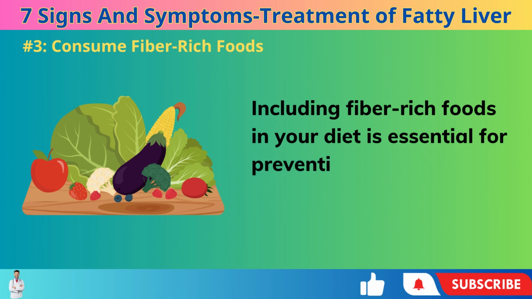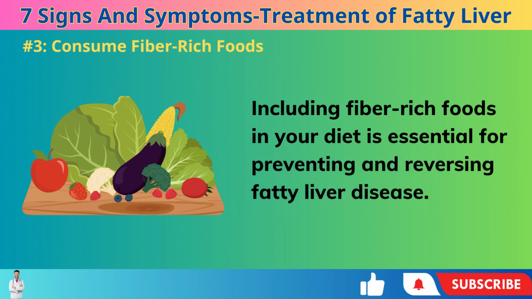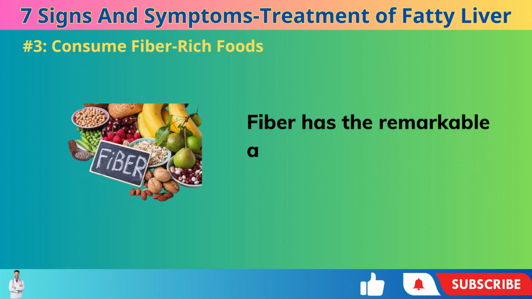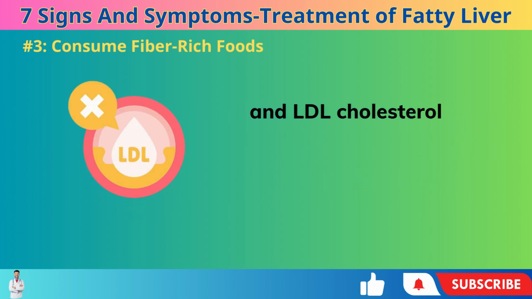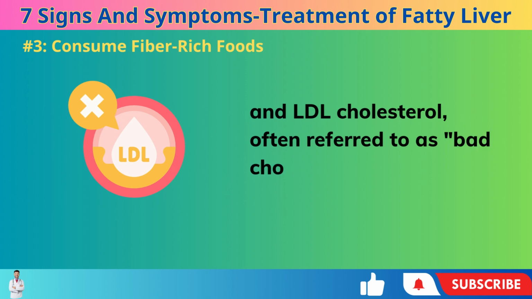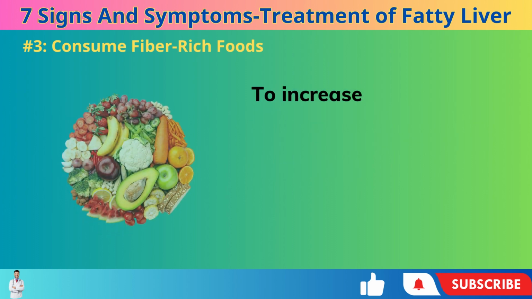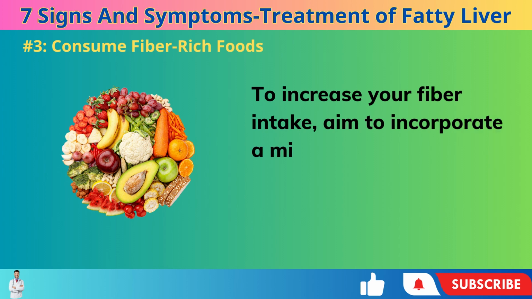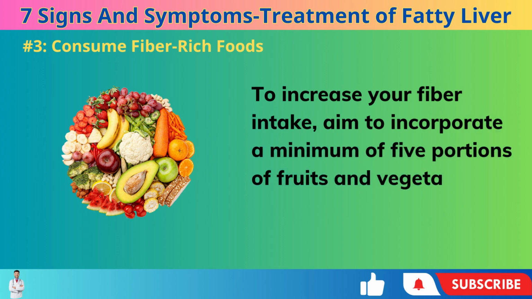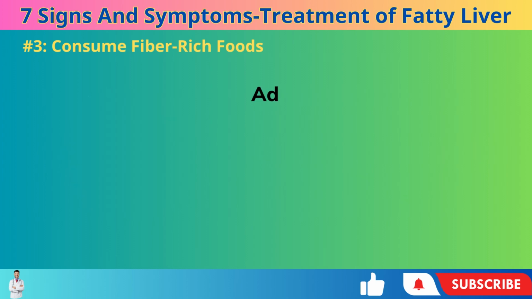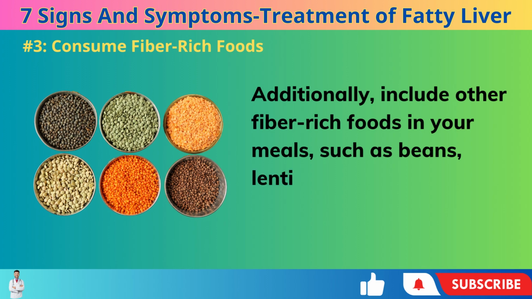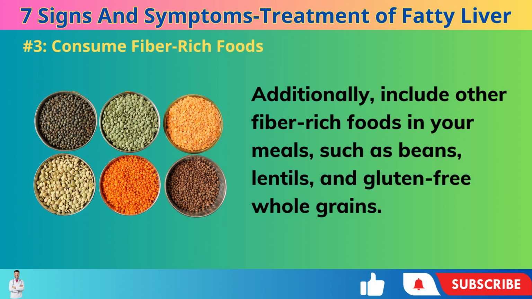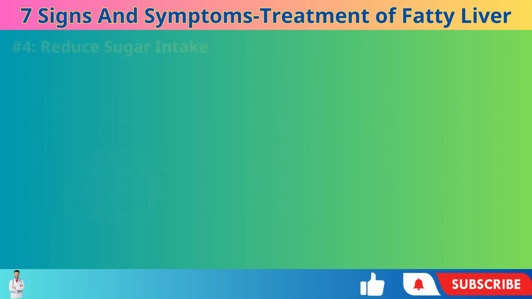Number 3. Consume fiber-rich foods. Including fiber-rich foods in your diet is essential for preventing and reversing fatty liver disease. Fiber has the remarkable ability to lower blood lipids, including triglycerides and LDL cholesterol, often referred to as bad cholesterol. To increase your fiber intake, aim to incorporate a minimum of 5 portions of fruits and vegetables into your daily diet. Additionally, include other fiber-rich foods in your meals, such as beans, lentils, and gluten-free whole grains.